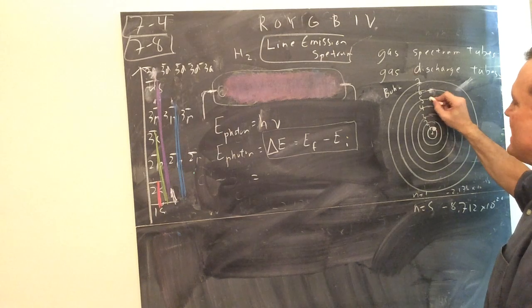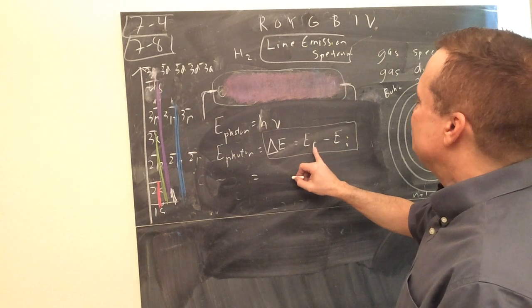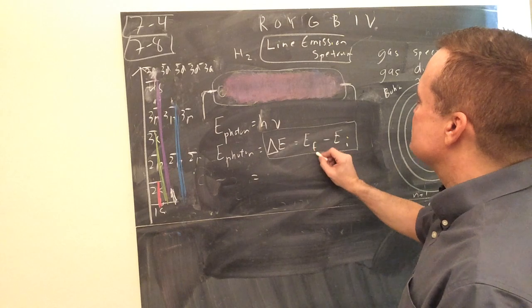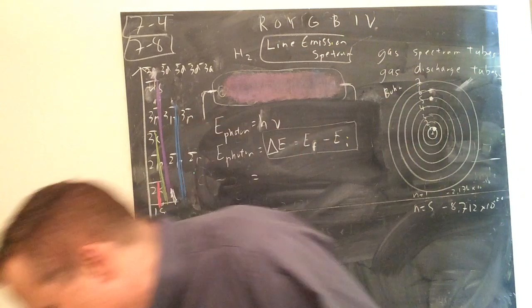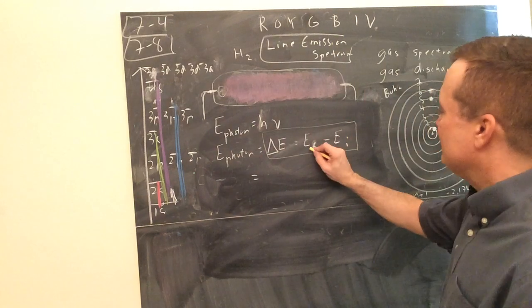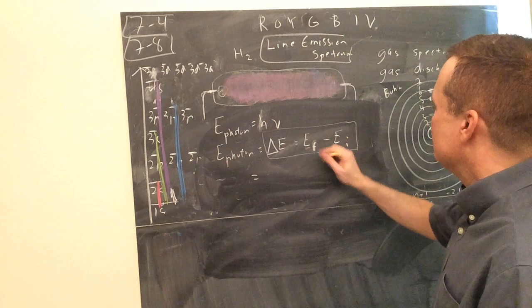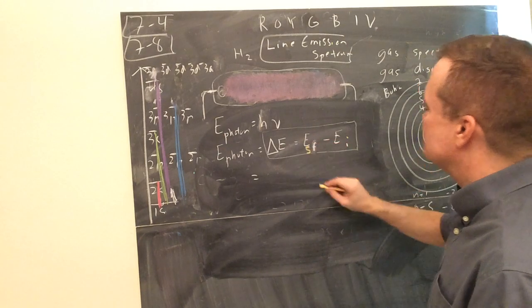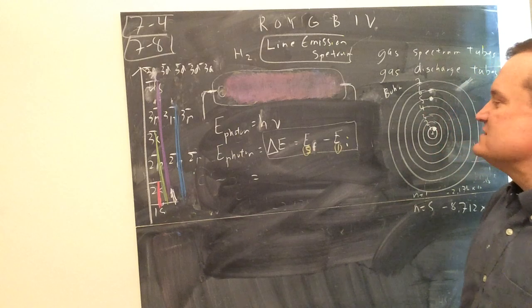My final is level 5, and my initial is level 1. So I can say E final minus E initial. I can also write that as E, well, I'll just leave it there in case you want to look back at it later. E final, E5 at level, you go from 1 to 5. Energy at level 5, energy at level 1. So I'm going to put these numbers in.